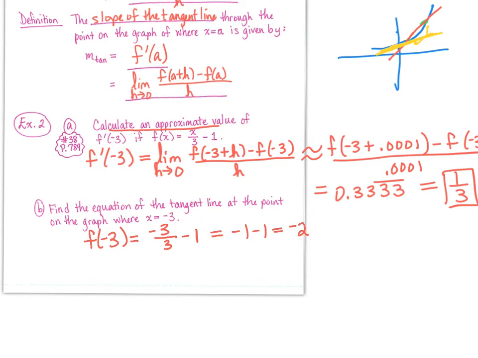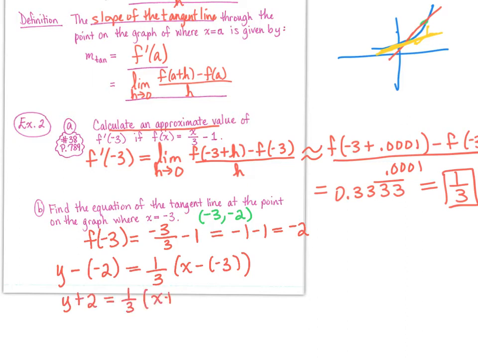Good. So that means the point we're really considering right now is (-3, -2). That's the point we're looking at. Using our point-slope formula, y minus -2 is equal to your slope. What is your slope? 1/3. Very good. Remember, the slope of the tangent line is your derivative. So that's equal to 1/3 times the quantity x minus a, which is -3. So y plus 2 is equal to 1/3 times the quantity x plus 3.